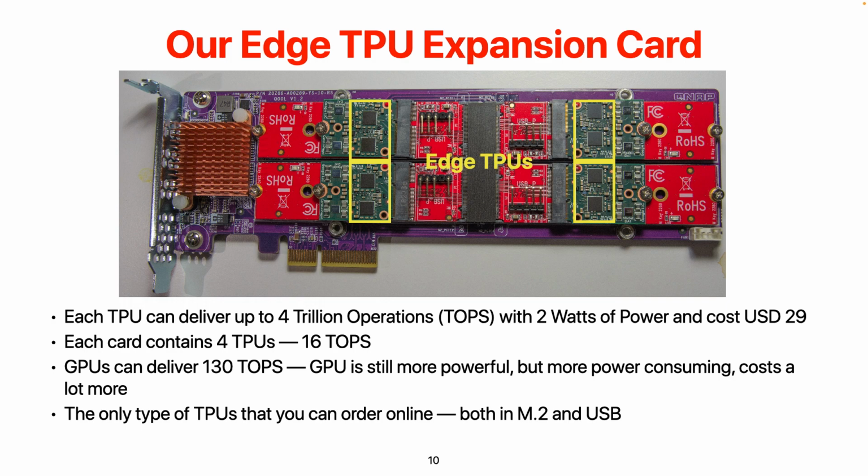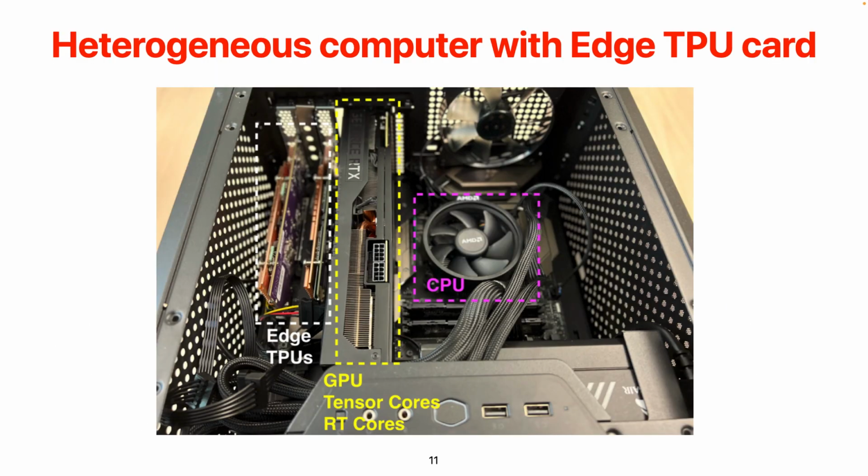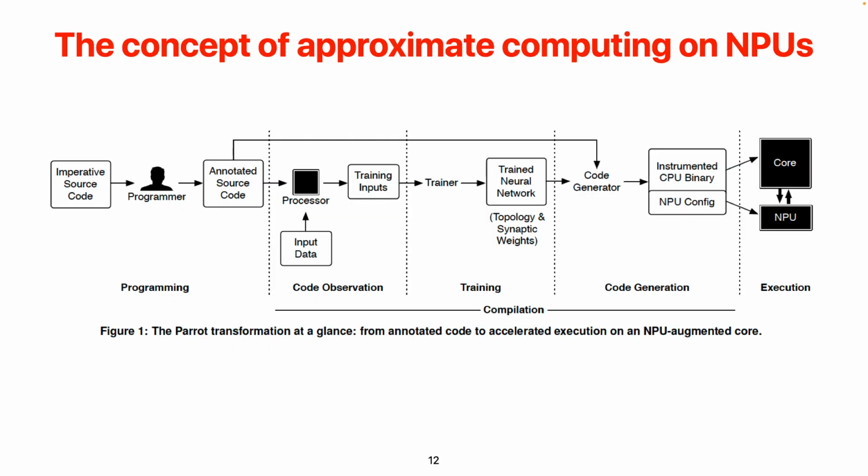So if you are thinking about using the USB version of the HTPU for your project, you probably have to wait or pay more, right? Time is money. Each of the expansion cards that I have contains 4 TPUs, so you get 16 tera ops per card, which considering the price is not a bad deal. In our cluster machines, in addition to GPU, we can put HTPUs alongside it.